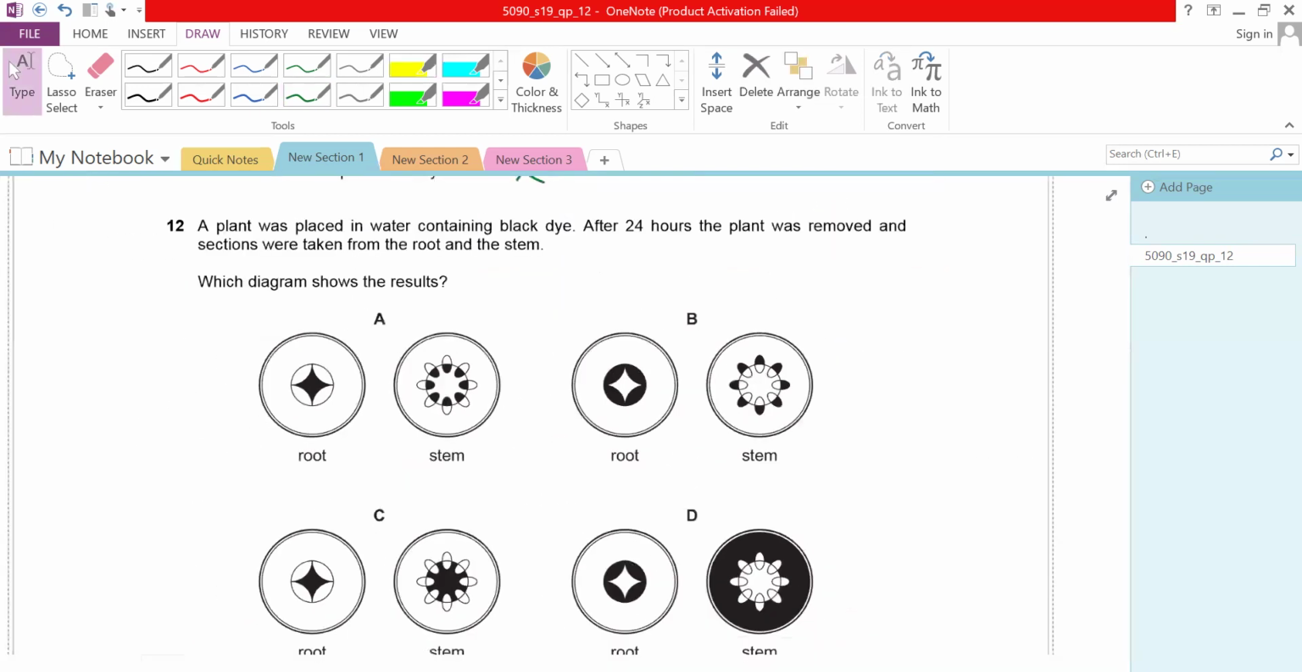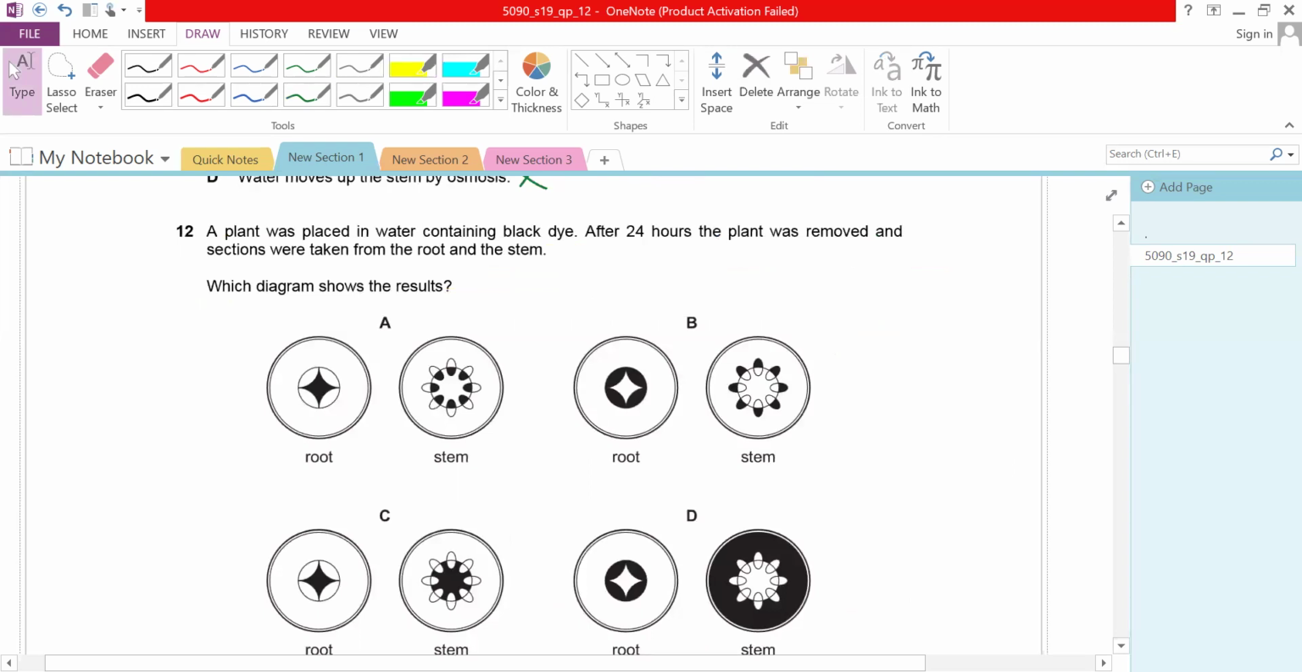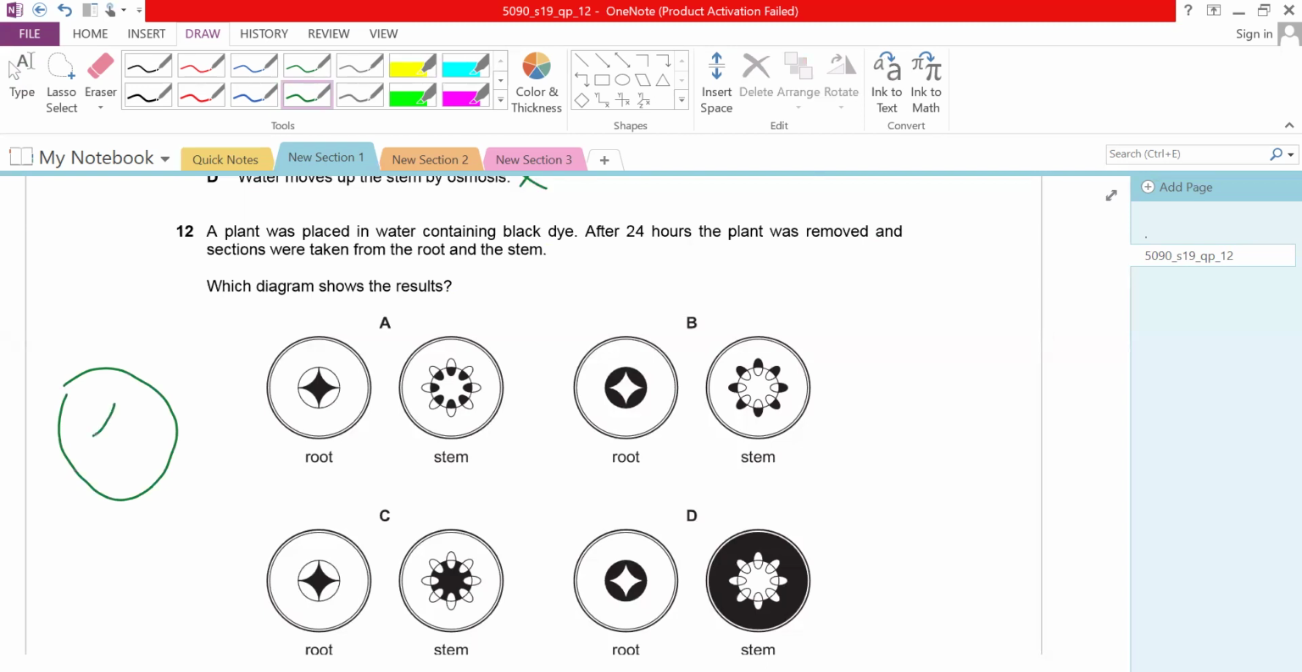This is question number 12. A plant is placed in water containing black dye. After 24 hours the plant was removed and sections were taken from the root and stem. Which diagram shows the results? Firstly, you should remember that in the root, the star-shaped cells are always xylem, and the rest of the part in the circle is phloem.